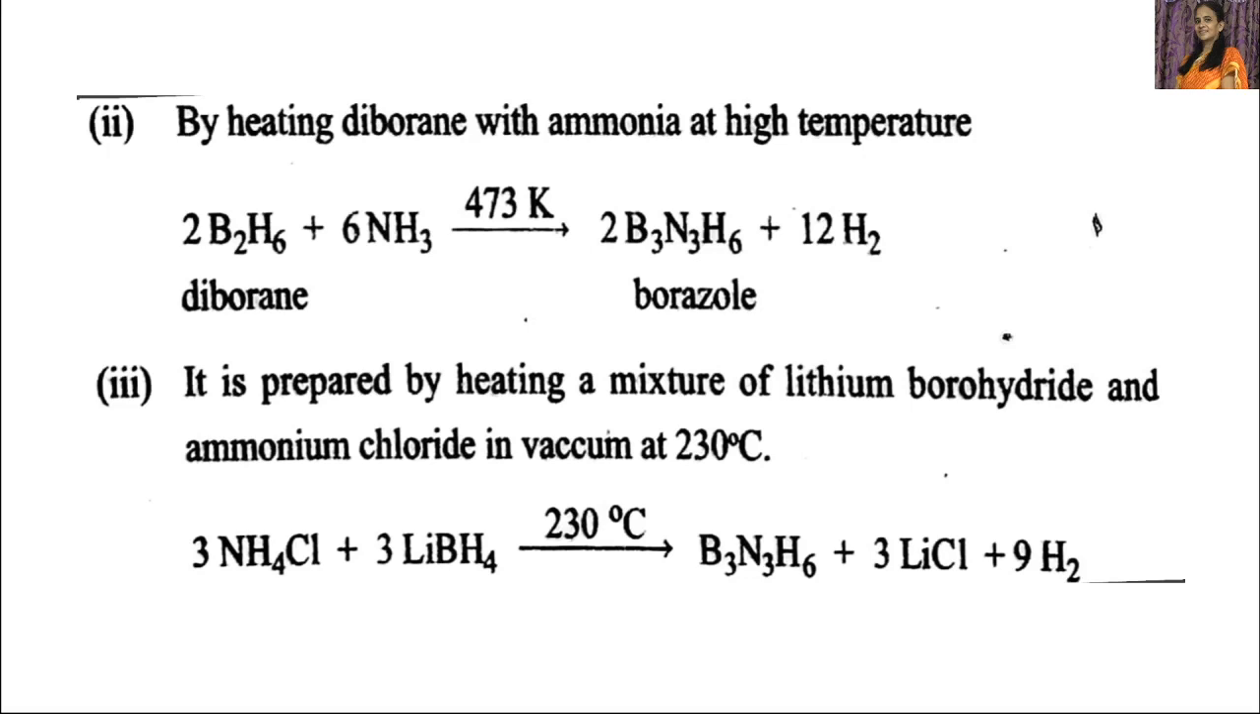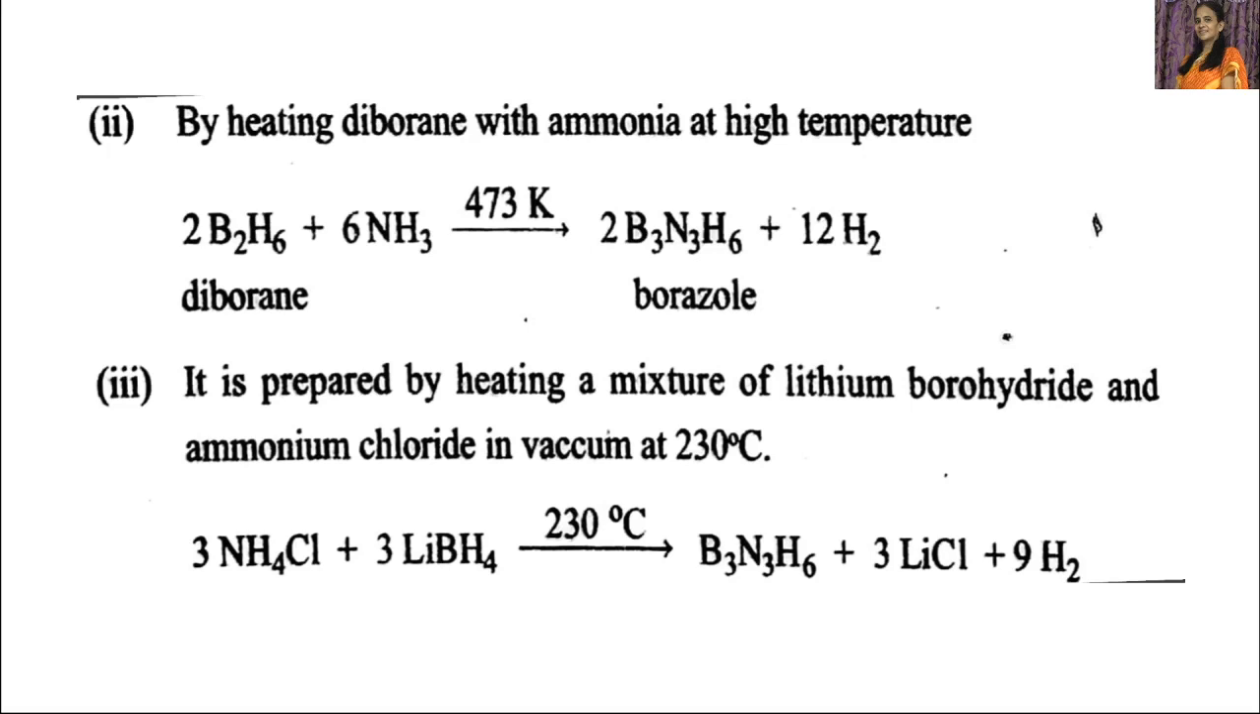Next preparation is by heating diborane with ammonia at high temperature. So when diborane is heated with ammonia at about 473 Kelvin, we get borazole B3N3H6 in this reaction plus H2.